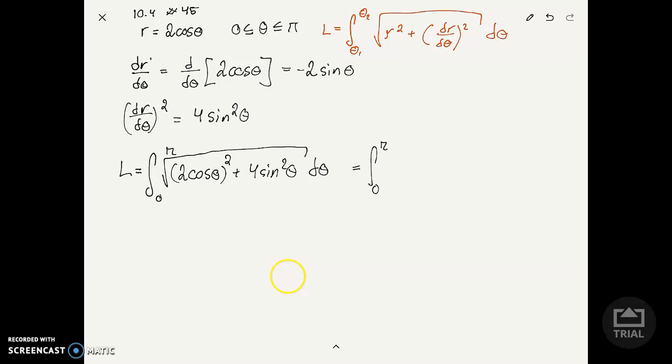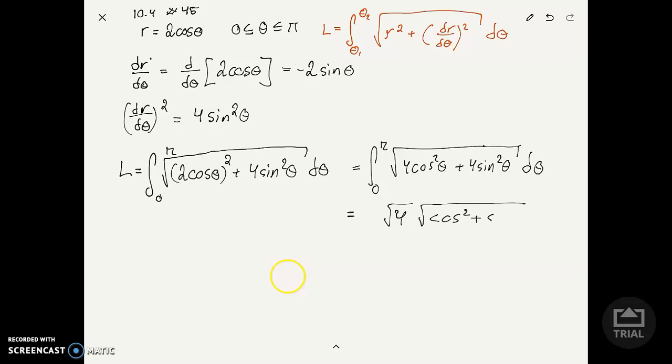We've got the integral from 0 to pi of the root of 4 cosine squared theta plus 4 sine squared theta. And after the trig sub stuff, this should look pretty familiar. Well, we can factor out a 4. Here, I'll do it in 2 steps. And then we've got cosine squared plus sine squared theta, d theta, 0 to pi.